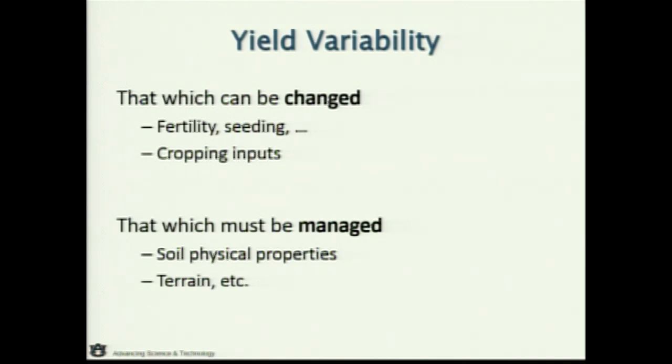So when we talk about yield variability, just something to think about on the front end. What can I manage? What can I change? So fertility, seeding, or about any of my crop inputs, I can change, right? And then there are attributes that we can only manage. So soil physical properties, we've got terrain, we might have other things out there. We can manage them, but we're not going to really change them. That's a long-term change. So there are things that we can change, and then there's the variability that we're going to have to manage around. So just keep that in mind as you build your programs or if you're trying to build a service around that. There are two areas: we're managing on one end, but we can change things on the other end.